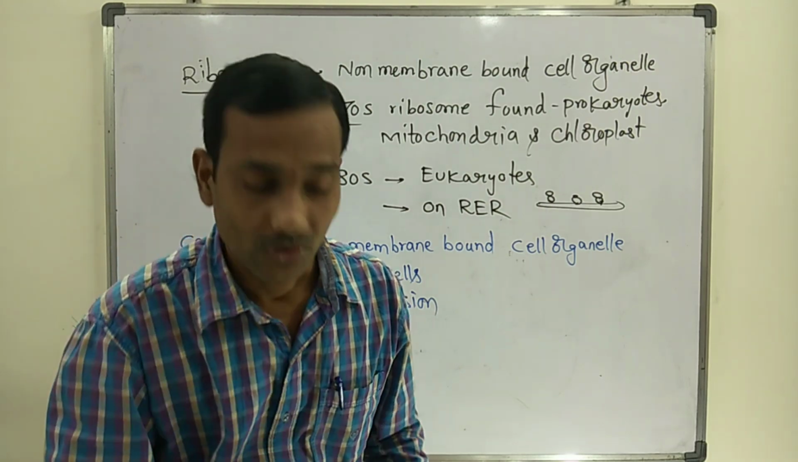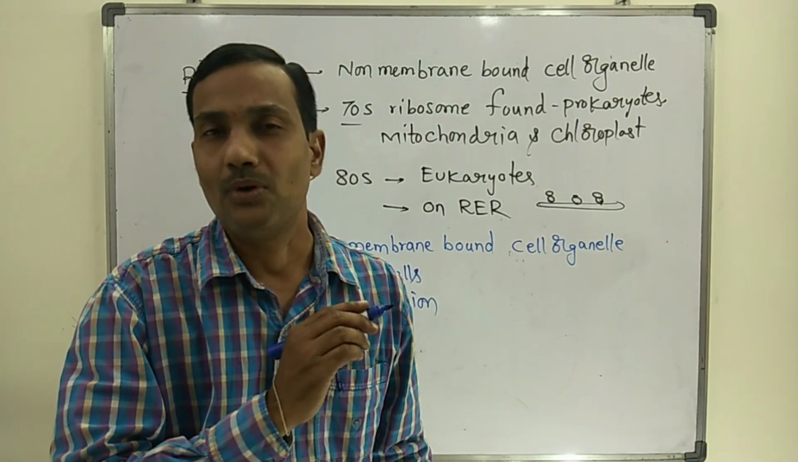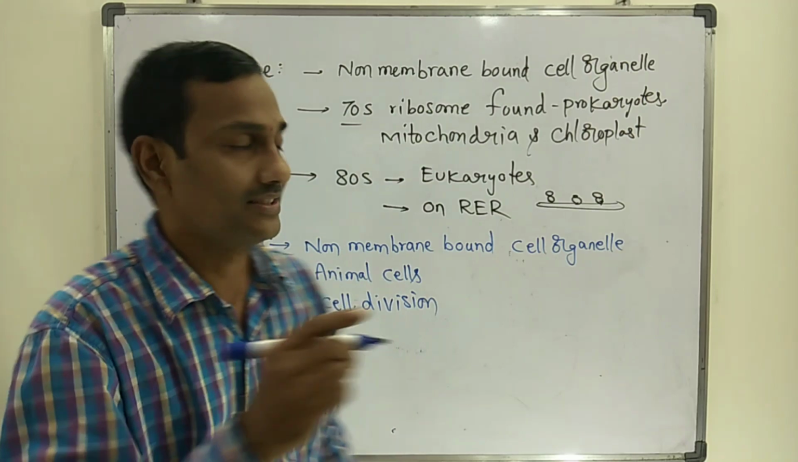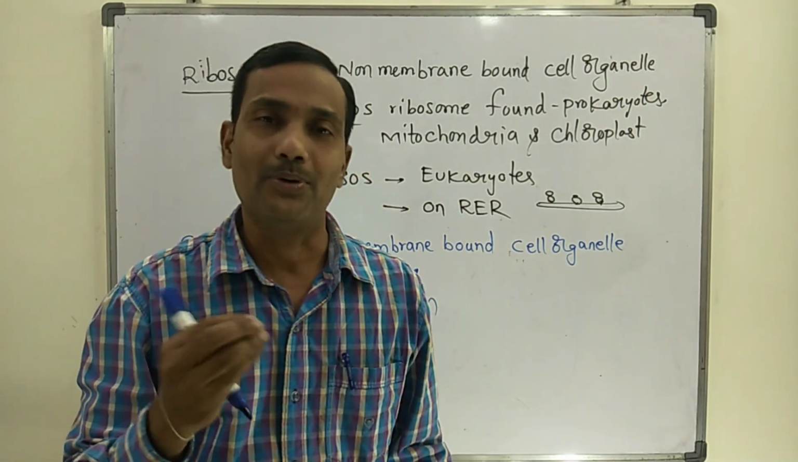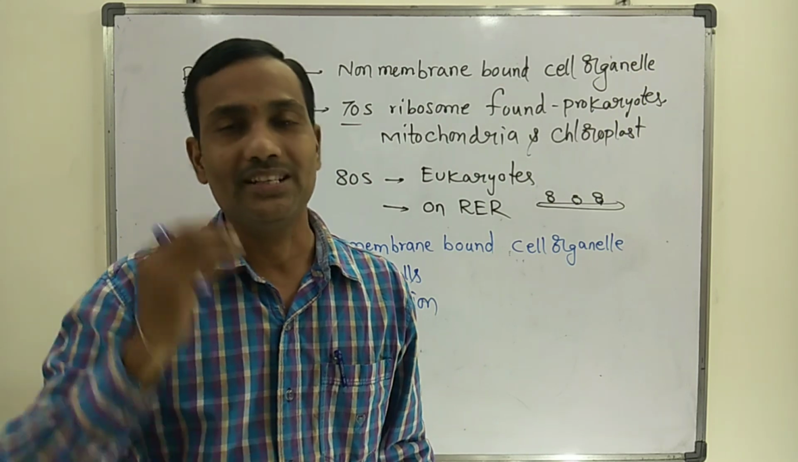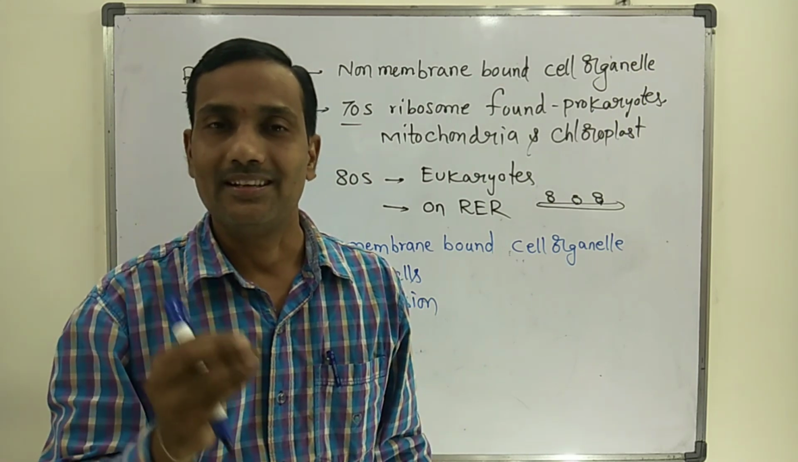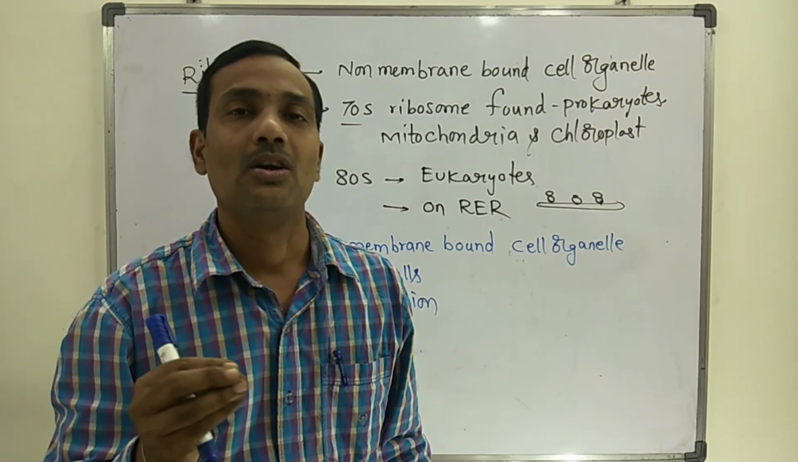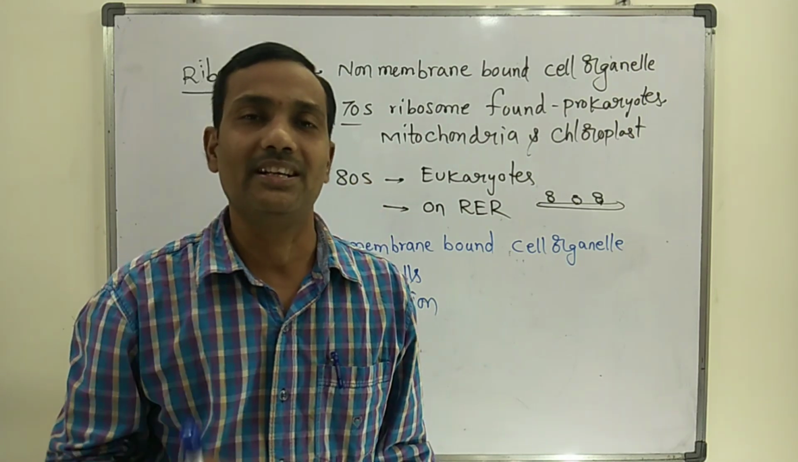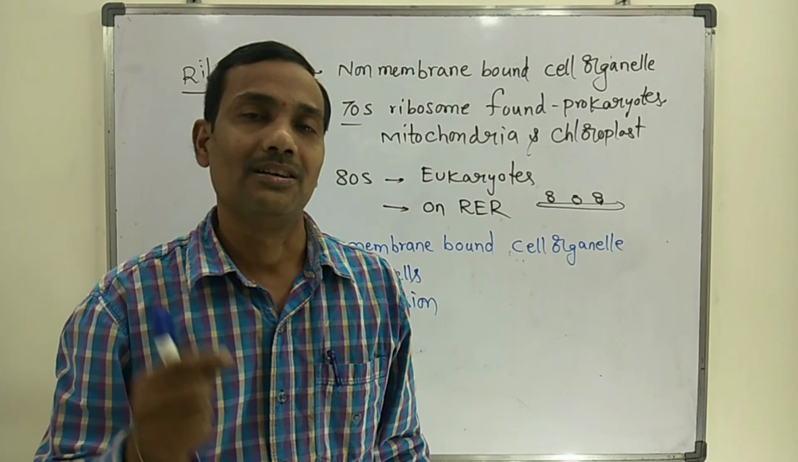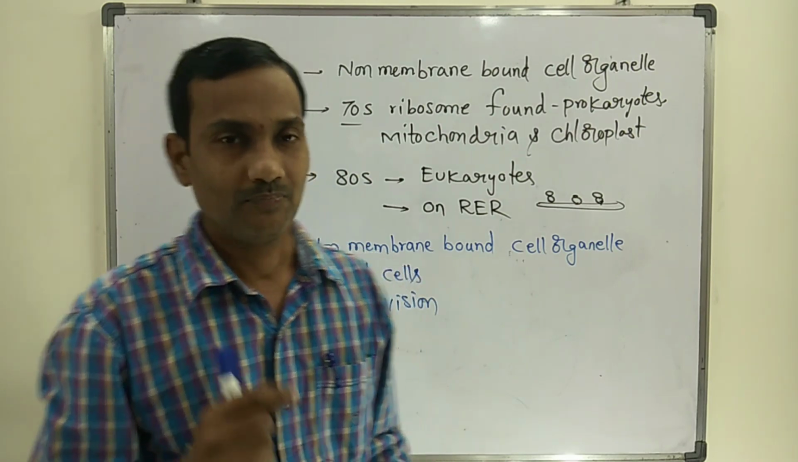The cell organelle found in all living cells is the ribosome. Ribosomes play an important role in protein synthesis. That's why ribosomes are also called protein factories. Ribosome was first identified by the scientist George Palade.